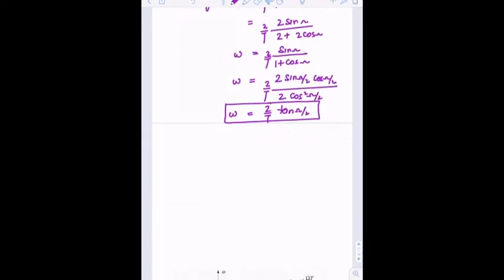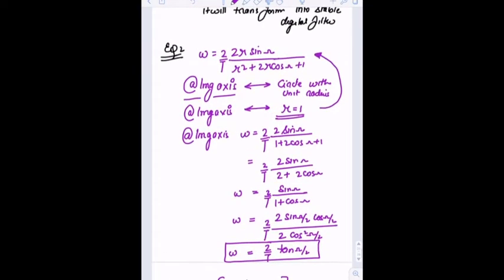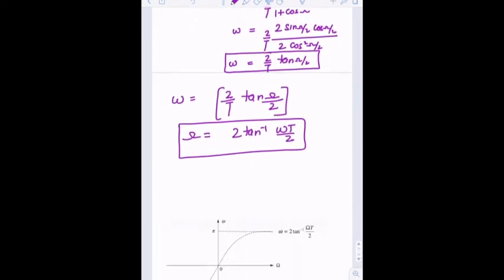So the continuous frequency omega is equal to 2 by capital T tan of digital frequency divided by 2, or the digital frequency is equal to 2 times tan inverse of omega T by 2. These two relationships are very important, and remember that this is the relationship only at the imaginary axis. For other axes, there will be a different relationship. Only this you have to learn.